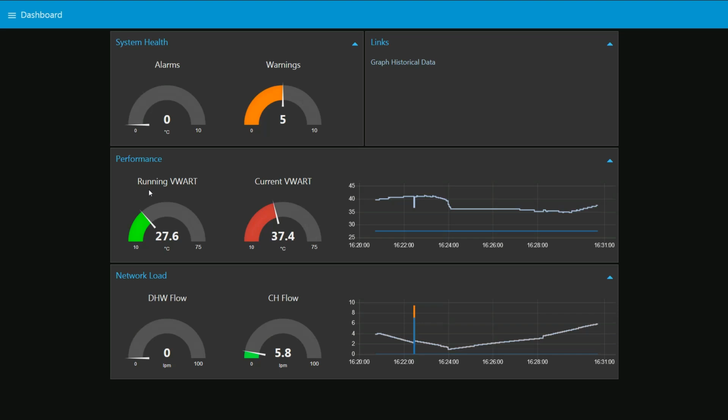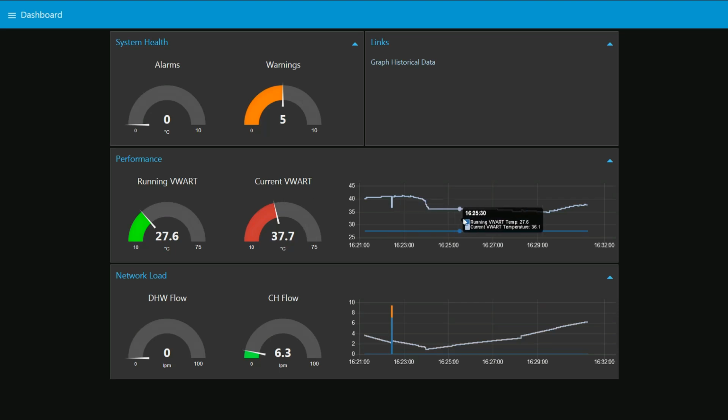We also have a performance panel. Now this panel gives us an overview of how efficient the network is running at the HIU level. So we have a current VART, which is showing the average return temperature, the volume weighted average return temperature from the heat interface units going on at this moment. This is summed over time to give us our running VART. So this is the VART since the system has been turned on. So the overall VART on this heat network is 27.6 degrees C. And this can be seen here over on the right where they're graphed up.